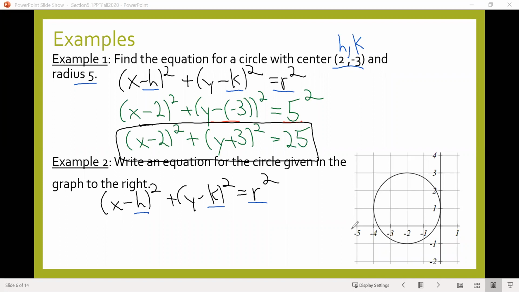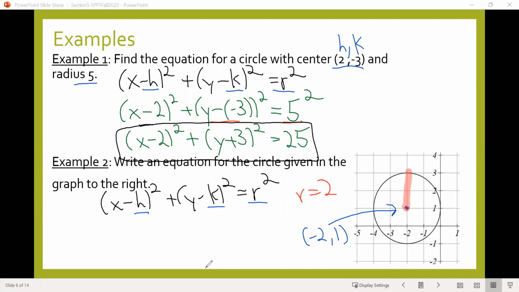To find the values for h and k, we need to find the coordinates of the center of the circle, which looks to be right there. And those coordinates look to be (-2, 1). And then we also need to find the length of the radius. Now recall again, the radius is the distance from the center to any point on the outside of the circle. In this case, we can make our job easy by picking a radius that's easy to find the distance of. So for example, that one right there. When we do that, it looks like we get r = 2.